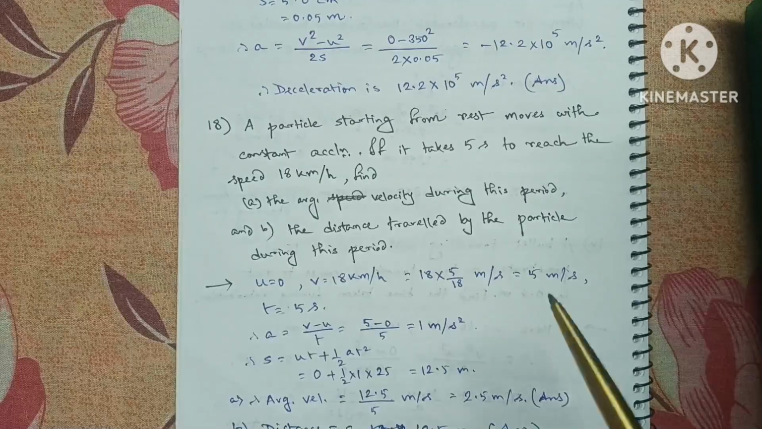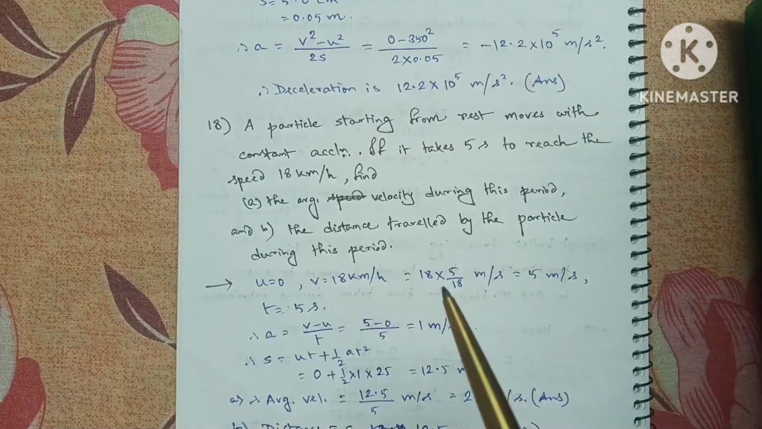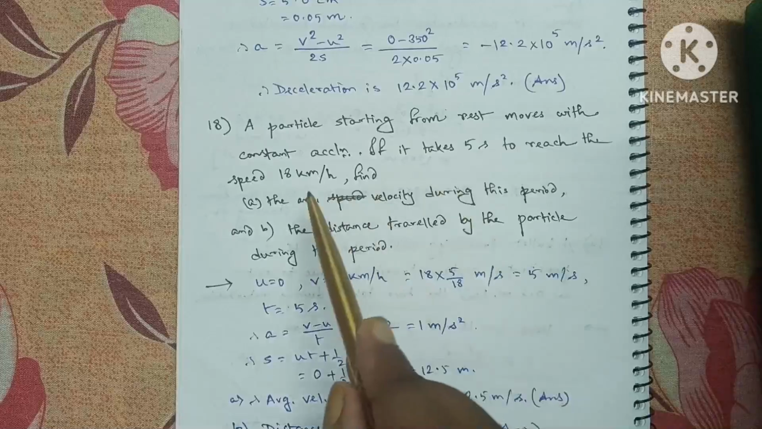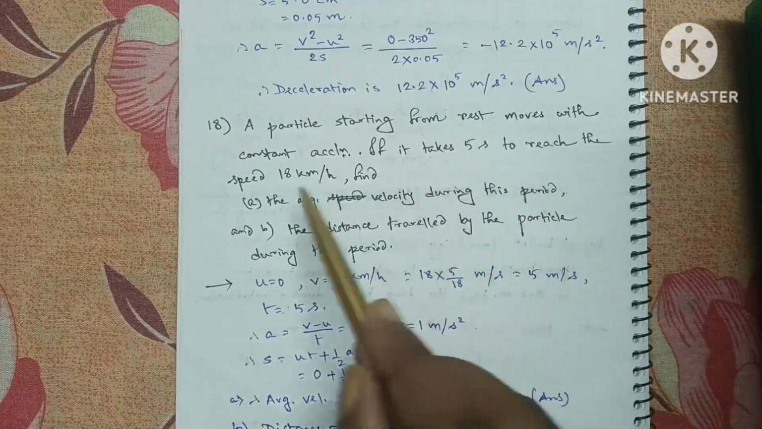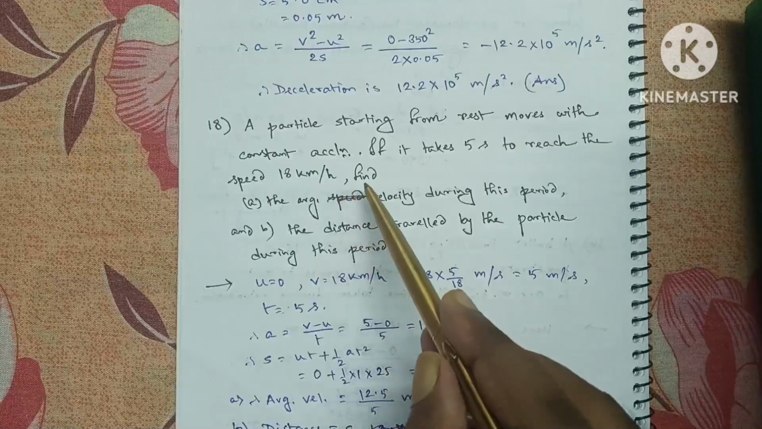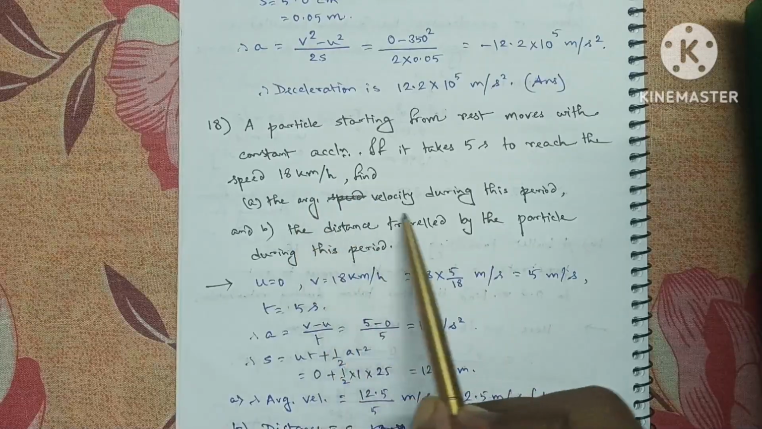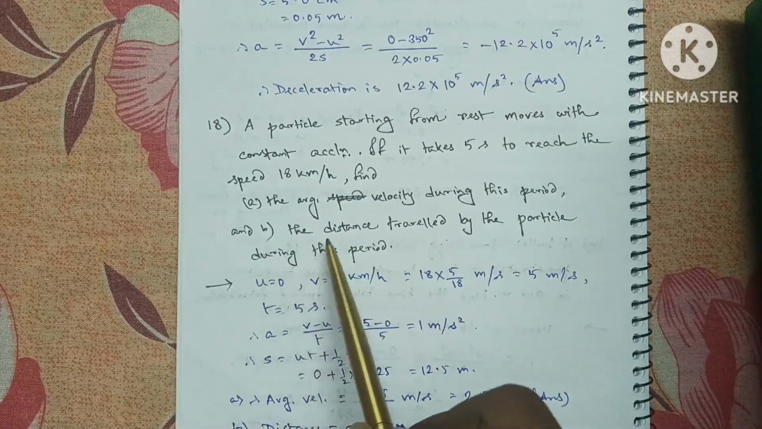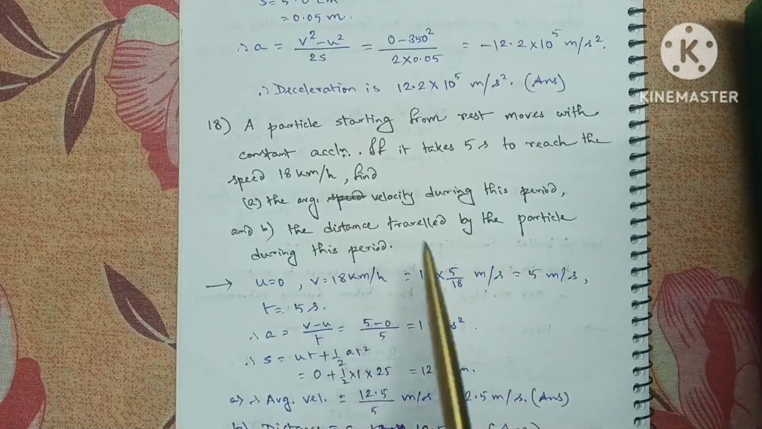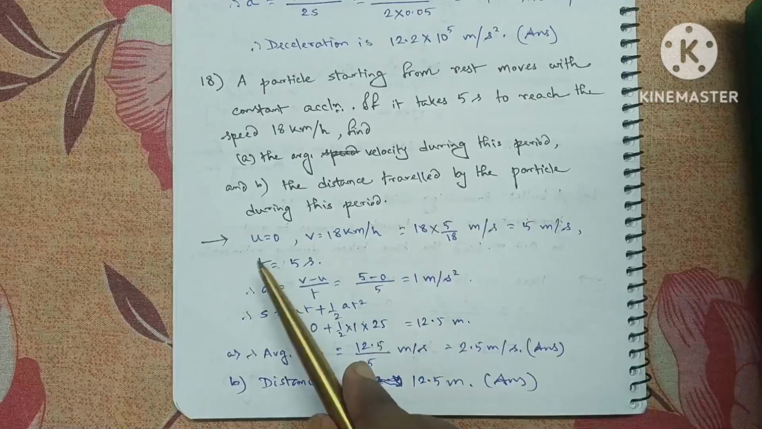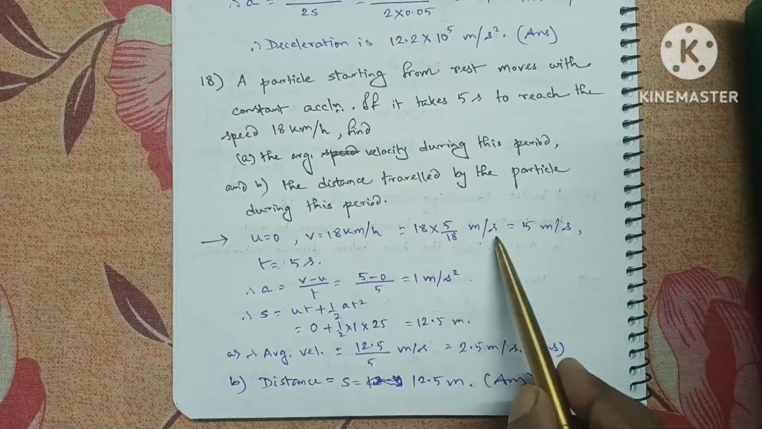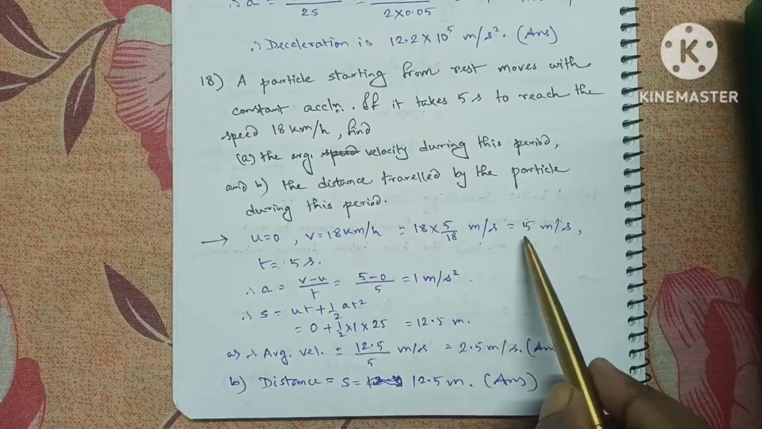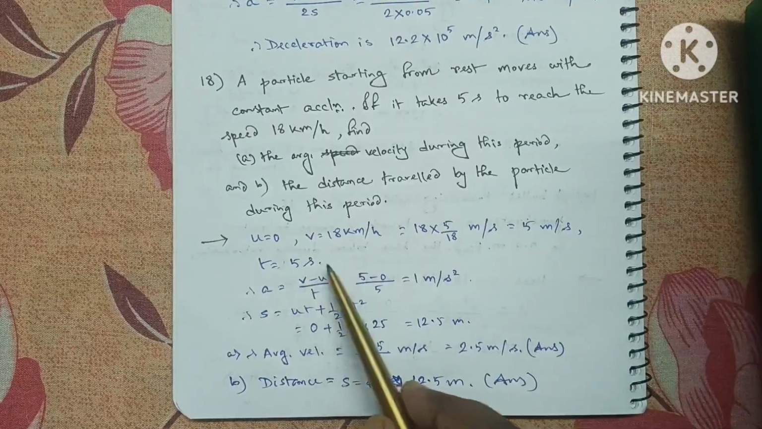Now let's come to question number 18. It says a particle starting from rest moves with constant acceleration. If it takes 5 seconds to reach the speed 18 km per hour, find the average velocity during this period and the distance traveled by the particle during this period. So here u is equal to 0, v is equal to 18 km per hour, which is equal to 18 into 5 by 18 meter per second, which is the conversion rule, is equal to 5 meter per second. t is equal to 5 seconds.